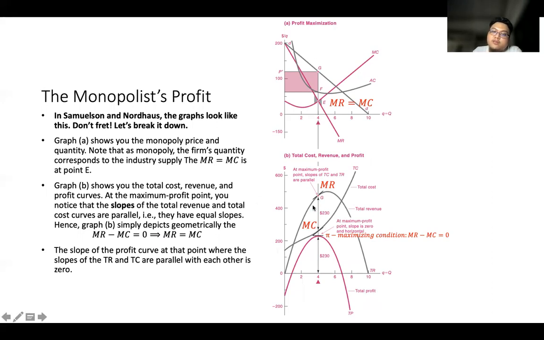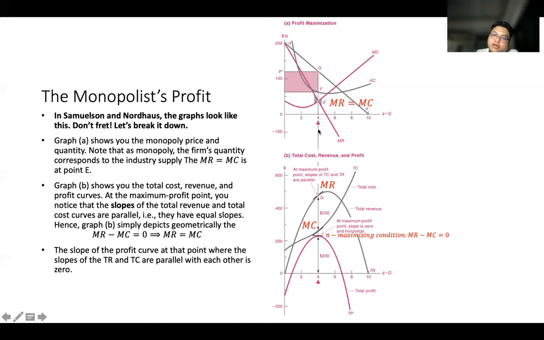That's why it is just the same. MR minus MC, the slopes of the total revenue and total cost, is zero because they're parallel, they're the same. And that shows you the maximum profit. When we go to the total profit curve, this shows you the maximum level because at this slope, it's neither increasing nor decreasing. So it has obtained its maximum.